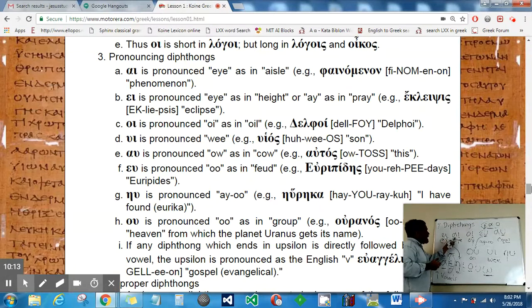And then "I," so alpha and iota is "I." Again, these are diphthongs. These are when we have combined vowels together. They're treated as one unit, as one pronunciation. So omicron iota is "oi." And then epsilon upsilon is "eu."